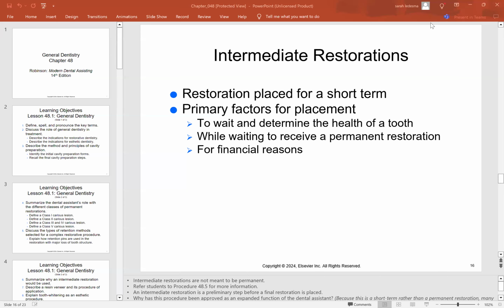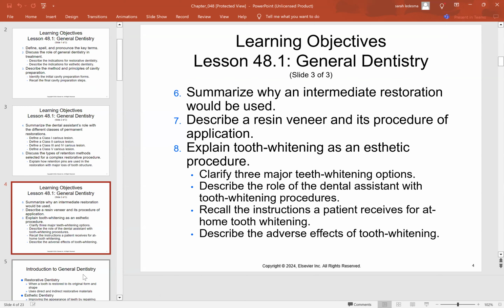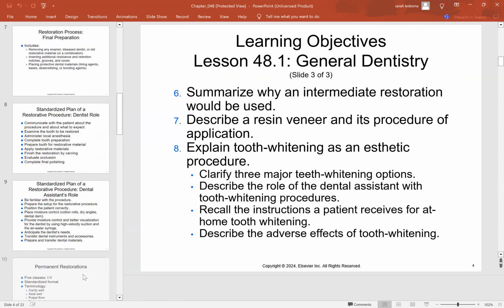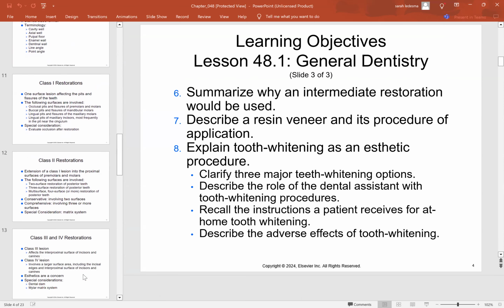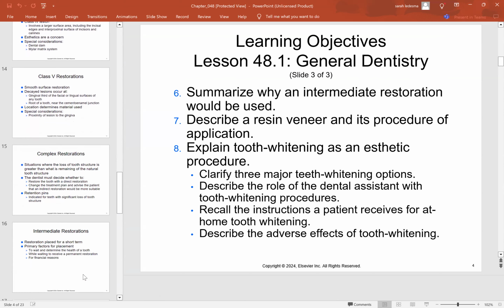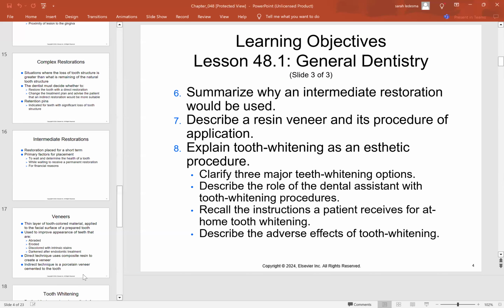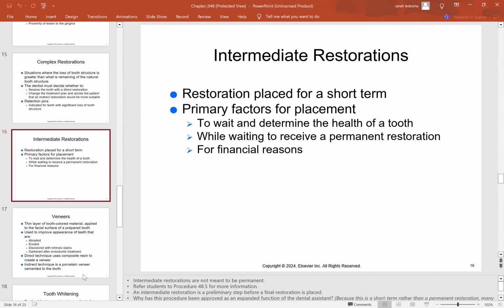This is part 2, Modern Dental Assisting, chapter 48, General Dentistry. In this lecture, we're going to finish up this chapter. So previously in this chapter, we talked about cavity classification, 1 through 5. We're going to move forward and talk about immediate restorations.